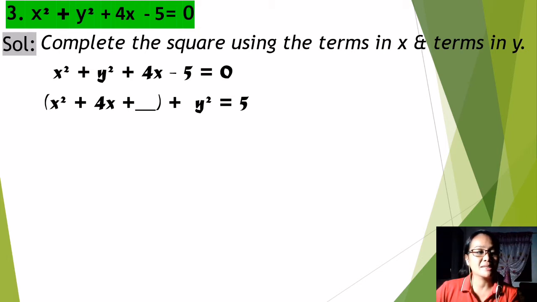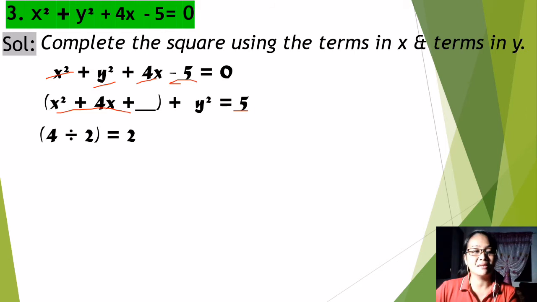So we have x squared and 4x plus blank, plus since y squared is alone, we have only y squared is equal to, so ang constant natin always move to the right. So negative, magiging positive, and then copy 5. Next, completing the square, we're going to complete the x. Okay, so get the term in the middle, which is only the number 4.